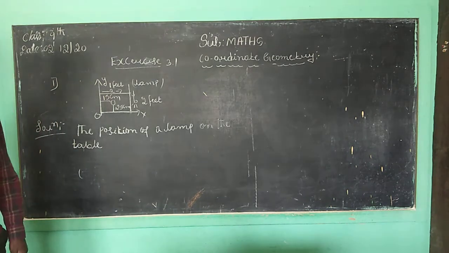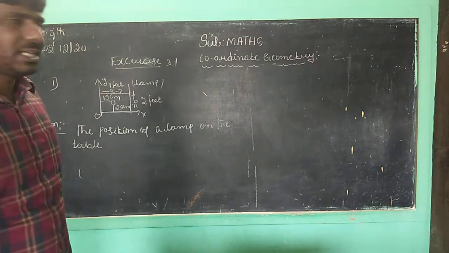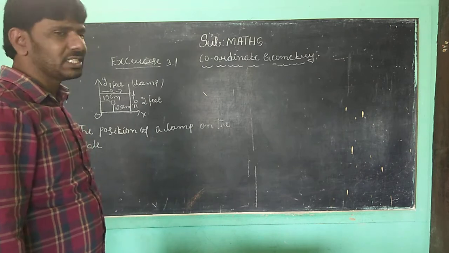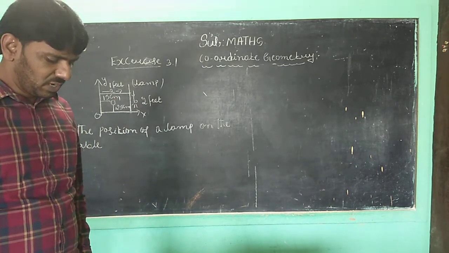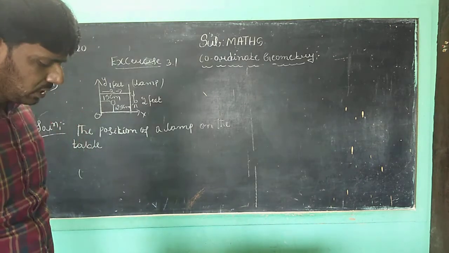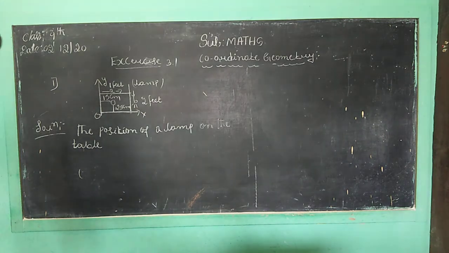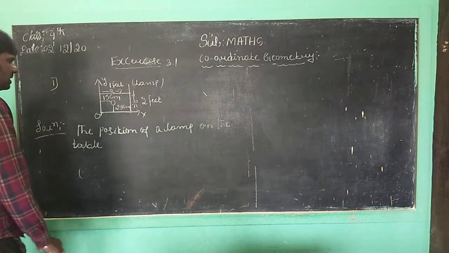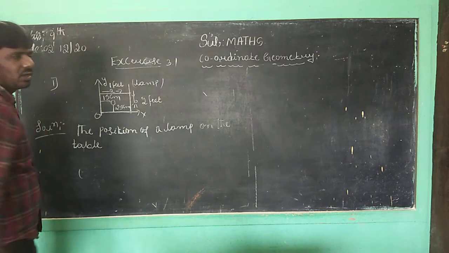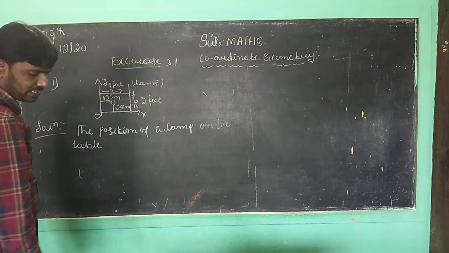So length into breadth you want to consider. The length is 15 and the breadth is 25 centimeters. Whatever it may be, children, we want to consider 1 foot from the left edge and 2 feet from the right edge. So see, children, this is a table lamp, 1 foot from the left edge.